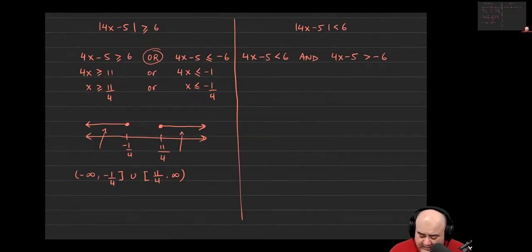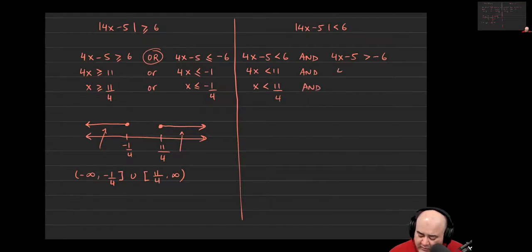So that's that question. Question's over. Here we have a similar one, but it's less than instead of less than or equal to or greater than or equal to. But the procedure is still the same. We add the 5, so we get 4x is less than 11. 5 plus 6 is 11. Then we divide both sides by 4, so x is less than 11/4. And we have the and in the middle.